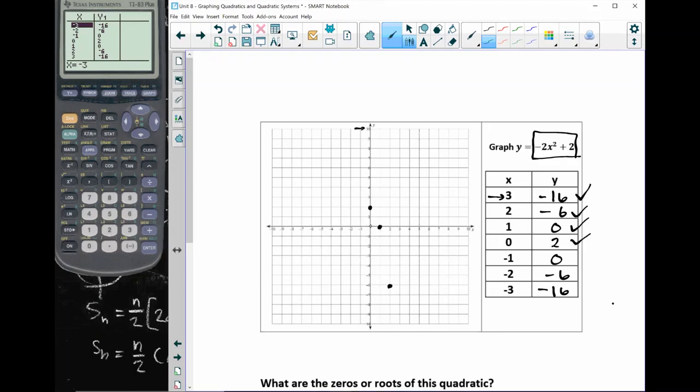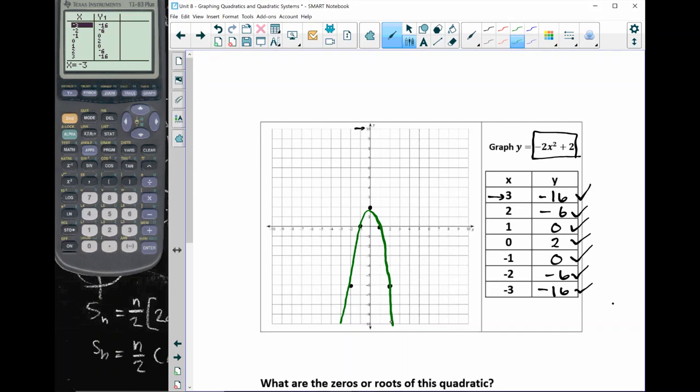Negative 1, 0 means I'm going to move to the left and stay right on the x-axis. And look, there's my second root. Negative 2, negative 6 means I'm going to move to the left 2, and then I'm going to move down 6. And again, because negative 3, negative 16 is too big for my graph, I'm just going to skip it. Okay, so now it's a matter of just connecting these lines as you best can to create your parabola.